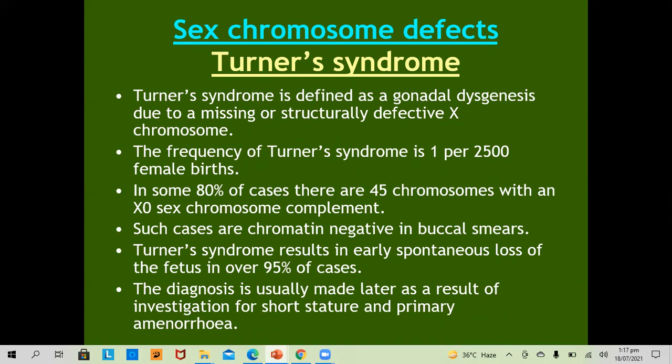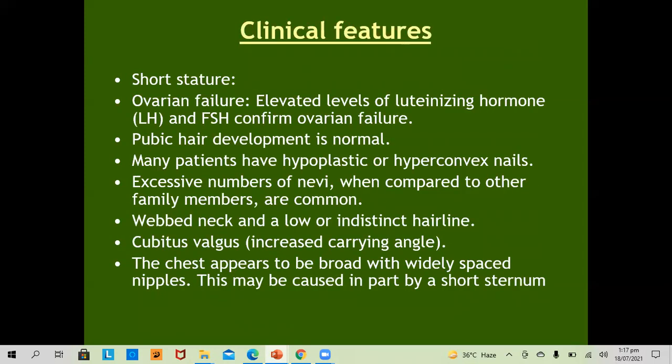The diagnosis is usually made later as a result of investigation for short stature and primary amenorrhea. Clinical features: short stature, ovarian failure, that is elevated levels of luteinizing hormone and follicle stimulating hormone that confirm the ovarian failure. Pubic hair development is normal. Many patients have hypoplastic or hyperconvex nails. There is an excessive number of nevi when compared with other family members.